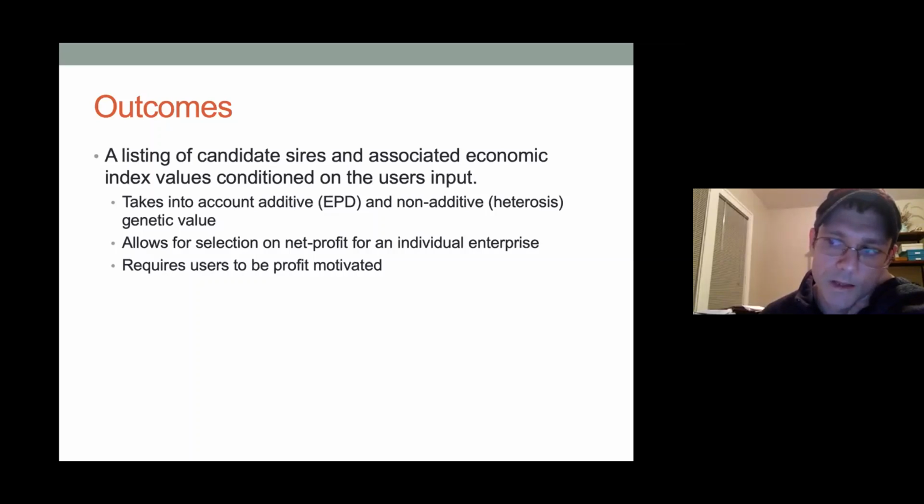But you're most certainly right, though. It is possible out there in industry right now for a bull to have EPD from multiple genetic evaluation systems, which does make it confusing.